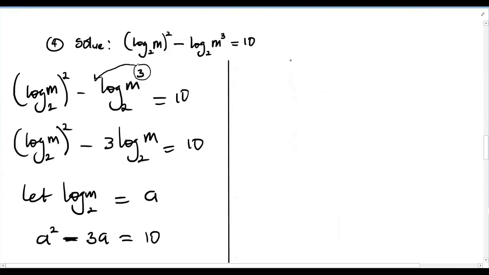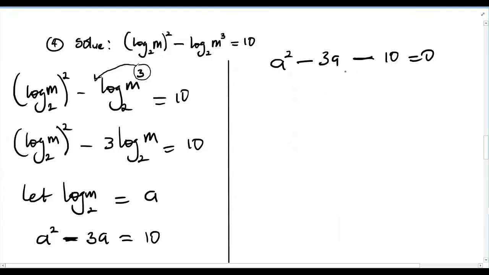Now, this looks more like a quadratic equation. But in a quadratic equation, the right hand side is always 0, right? So we're going to move 10 toward the left hand side to join the equation. So we have a squared minus 3a. Notice something, that 10 is what? Positive at the right hand side. So moving it to the left hand side, it becomes what? Negative. So that we have 0 at the right hand side.